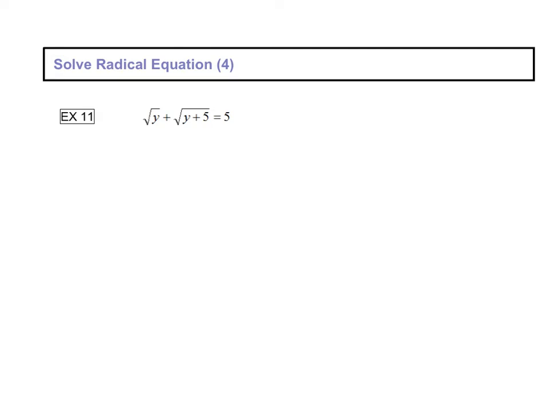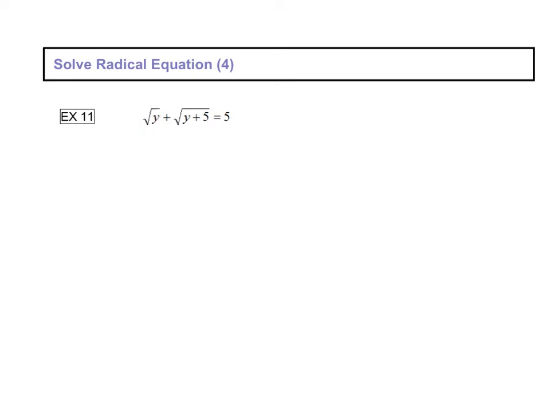Alright, we made it to our last video on solving radical equations. Okay, so we have a square root plus another square root on the same side of the equal sign. We don't want that. We want to isolate one of these, so we gotta figure out which one to isolate.